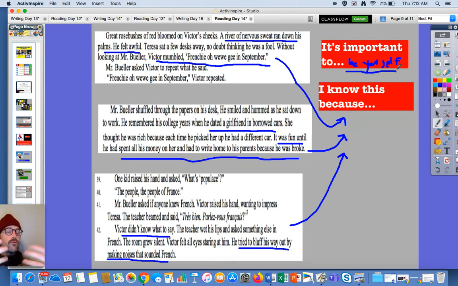You didn't have to read this story to know that a lesson in life might be it's important to be yourself. Now, if you said it's important to not lie to Mr. Bueller, that's so specific. You would only know that if you read the story. So you have to think about a theme as being something that any person could understand, even if they never read this story.